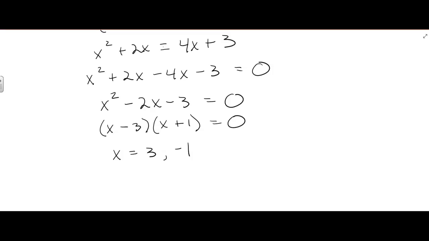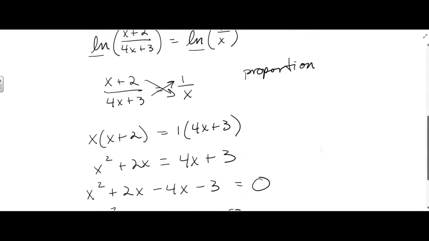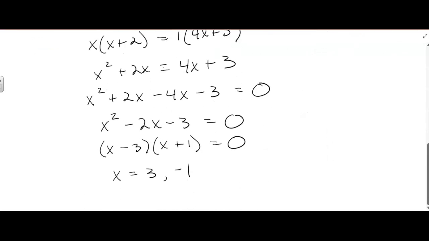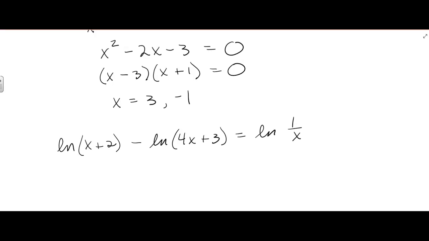Okay, we have to go back and check. So what was the original problem? It was way back up there. Okay, so I'm going to see if I can rewrite it. The original problem said the natural log of (x plus 2) minus the natural log of (4x plus 3) equals the natural log of 1 over x. That was the original, right?